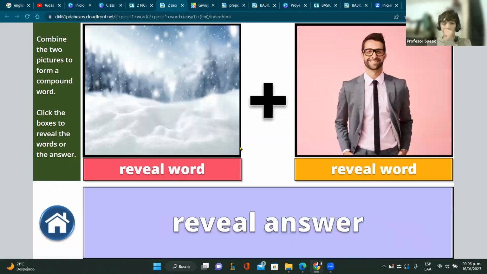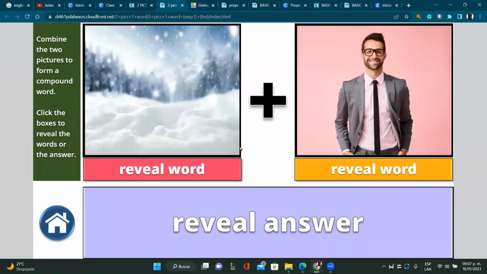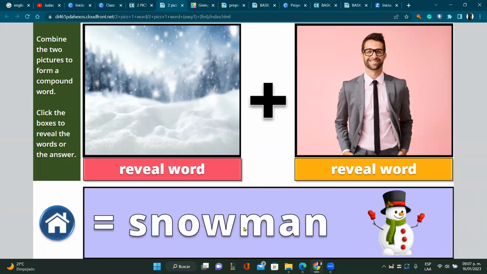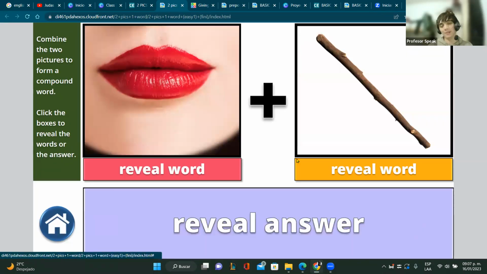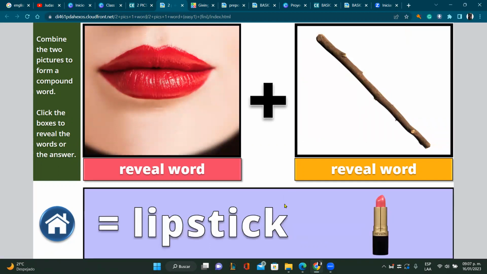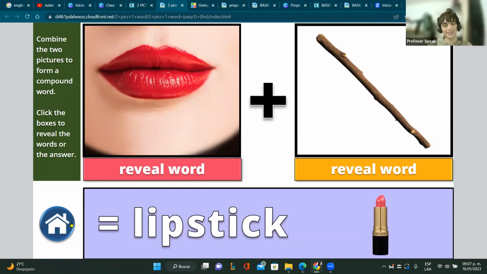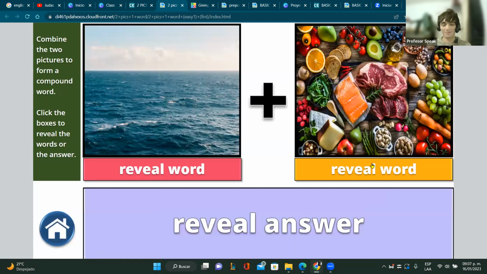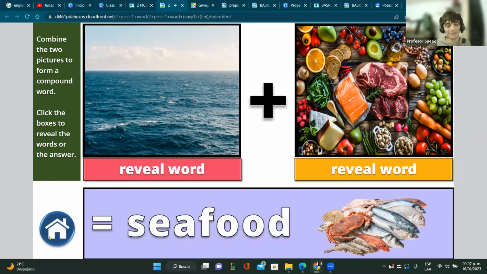Number 6. Snowman. Perfect. Number 7. Lipstick. Yeah, so these are lips and this one is a stick. Seafood. Perfect.